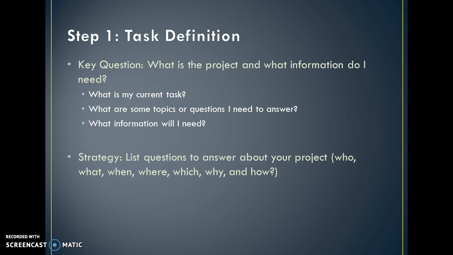You can also work by listing all of the requirements of the project and making a checklist, and developing a list of questions that you think need to be answered for your project.